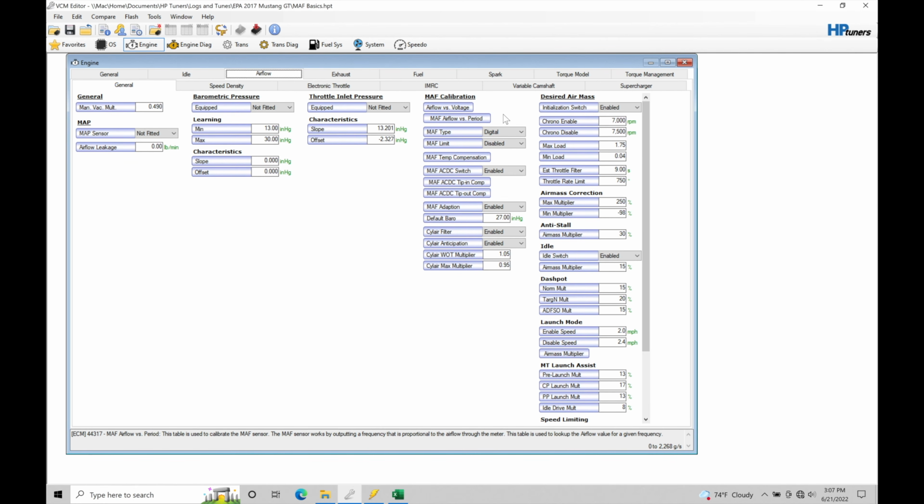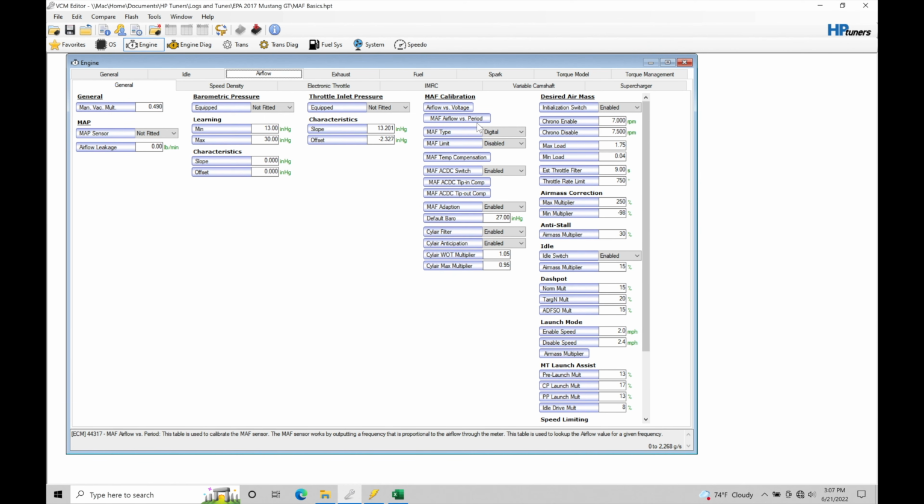It's pretty straightforward. Airflow goes over the sensor, the sensor sends an output, and the output will be read by the engine control module. Based on this table right here, it'll do a lookup for that period, or the amount of time that pulses are happening in. It'll look up what the airflow is going to be, and from there, it plugs it into the equation. Now, that's going to be for the fuel and airflow model.